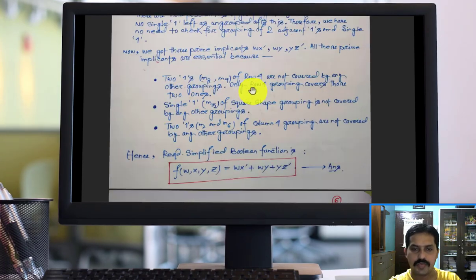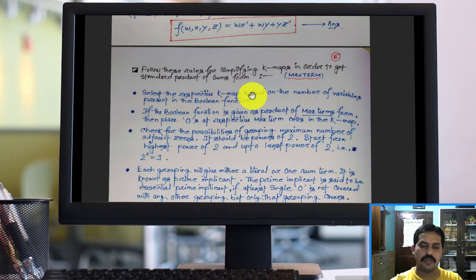So this is our min term method. Next is our max term method. Now come to the max term method. Follow these rules for simplifying K-maps in order to get standard product of sums. Actually, while we face a min term problem we put ones, while we face a max term problem we put zeros. Just follow the same process as we did for the min term problem. Same thing, but for min terms we put 1, for max terms we put 0.